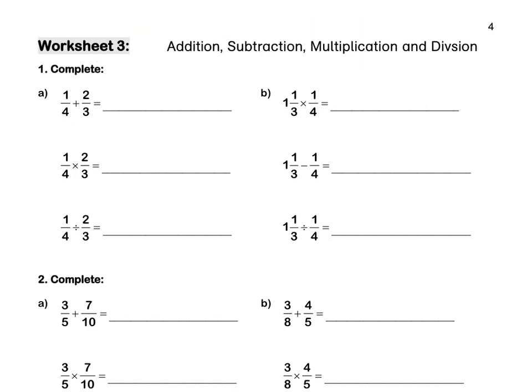Worksheet 3. Let's do all of these together. When we add fractions, we find our lowest common denominator, which between 4 and 3 is 12. That's the first step. You can complete the rest by yourself. Let's look at this sum. When we times fractions, we simplify in our question by dividing top and bottom by the same number. Divide top and bottom by 2, we multiply out and it's 1/6.